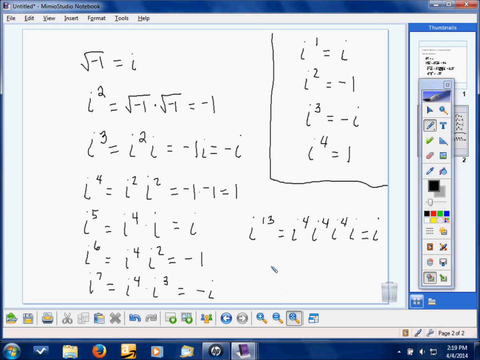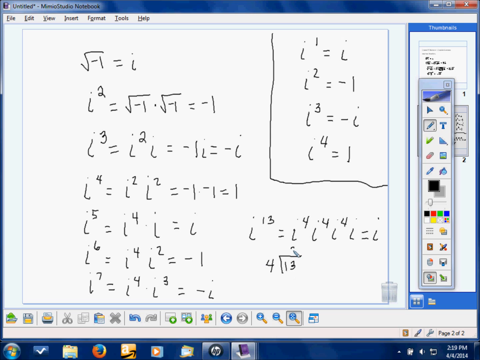Charles, what are you saying? If i to the fourth is always 1, then wouldn't the leftover number just be the answer? The leftover number will be the answer, and you look on this chart to find out how that simplifies. Did you just divide the exponent by 4? That's what we're going for. He said, can you just divide the exponent by 4? Yes, you can.